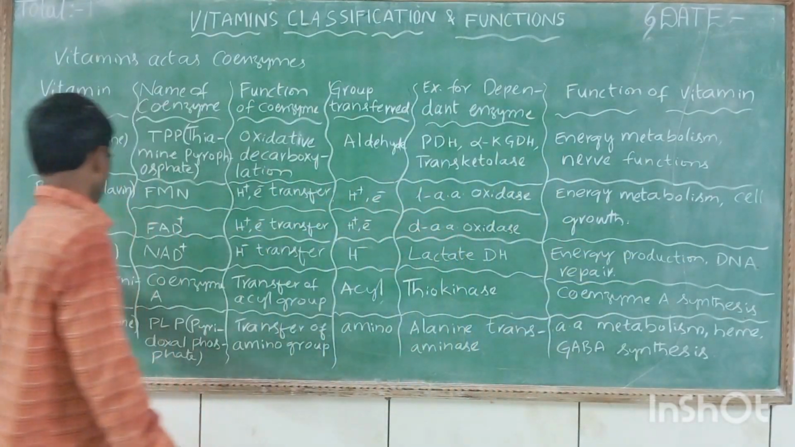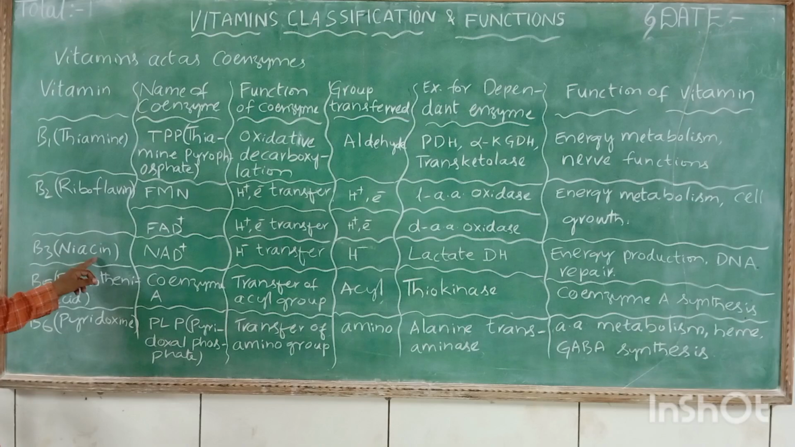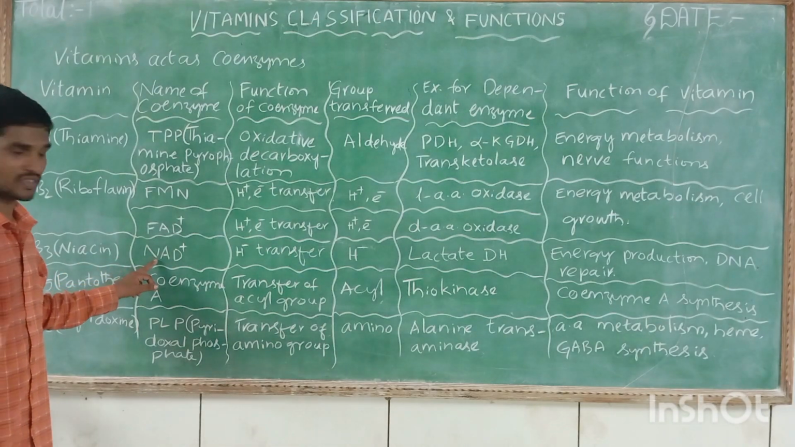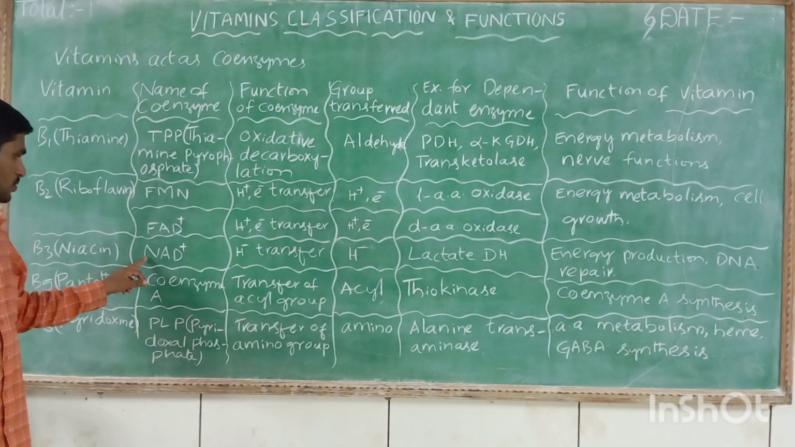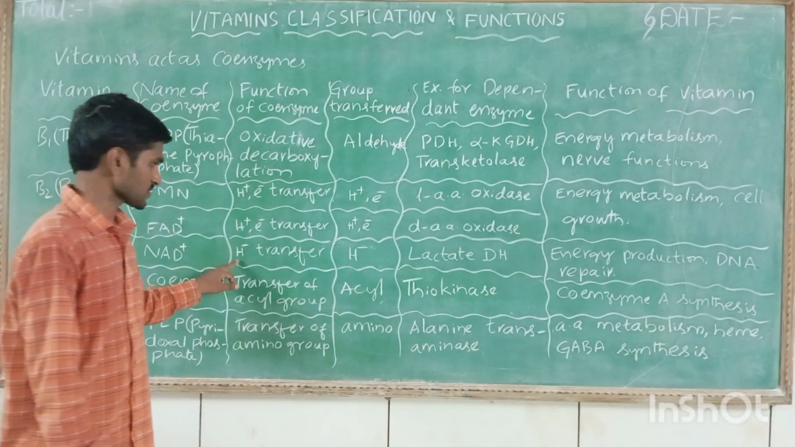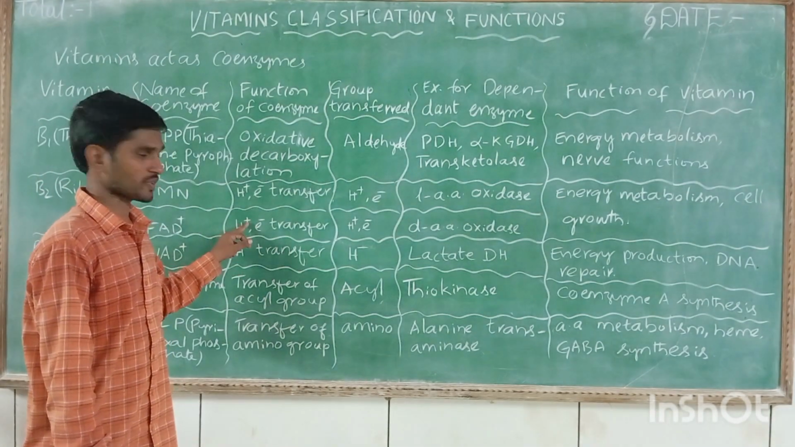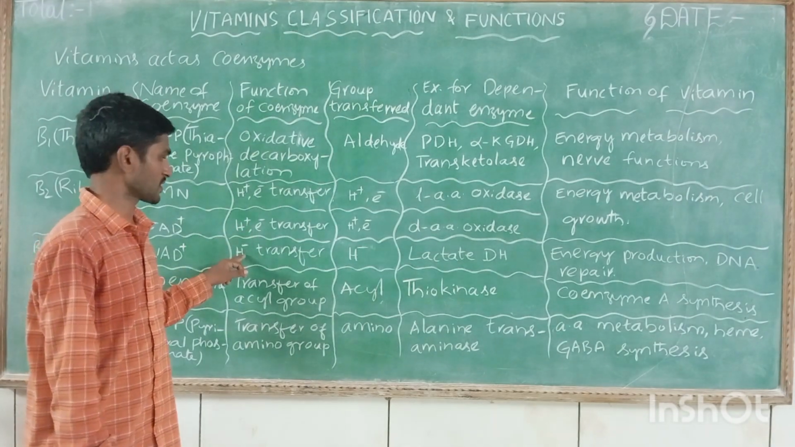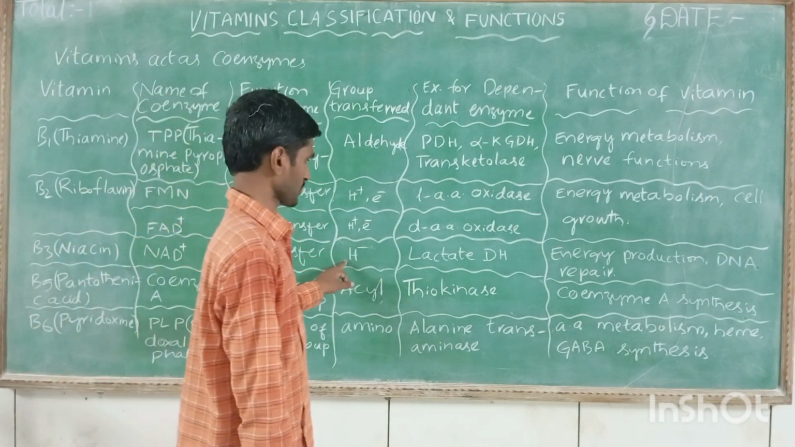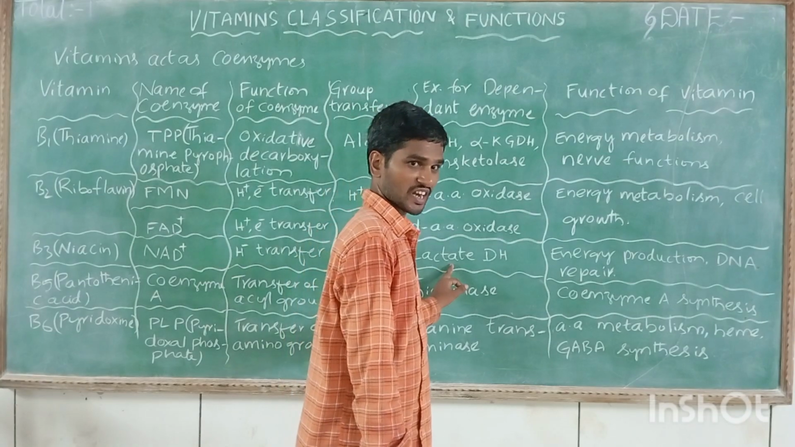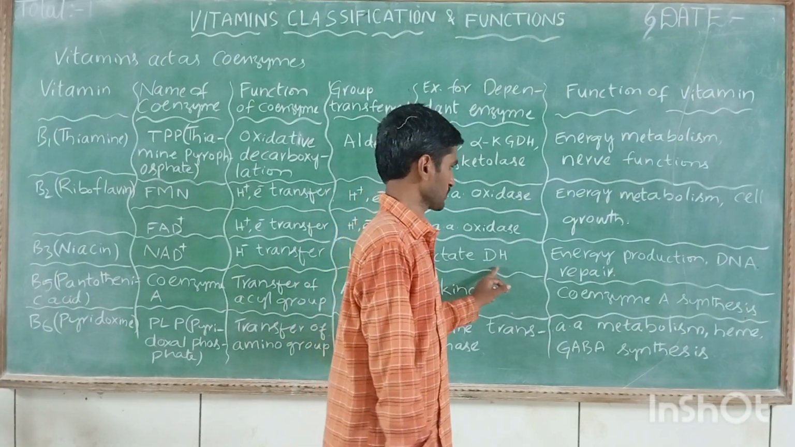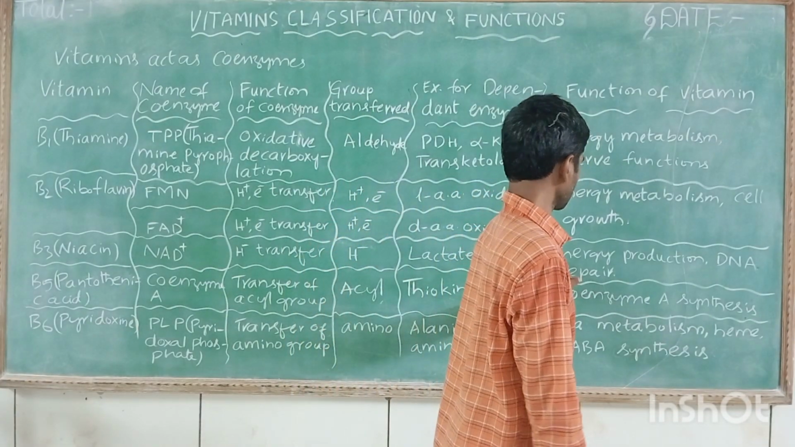Next, vitamin B3 is named niacin. The coenzyme formed is NAD plus, nicotinamide adenine dinucleotide. It does hydride transfer, H minus, not H plus. In the previous case it was H plus, but in this case it is H minus. So the transfer group is hydride. The dependent enzyme is lactate dehydrogenase; DH is dehydrogenase. The function of vitamin B3 is energy production.